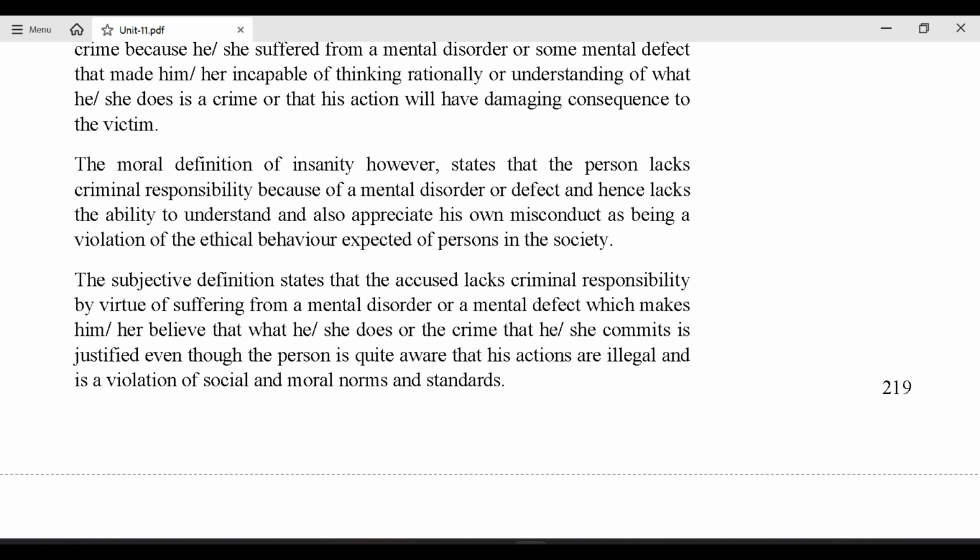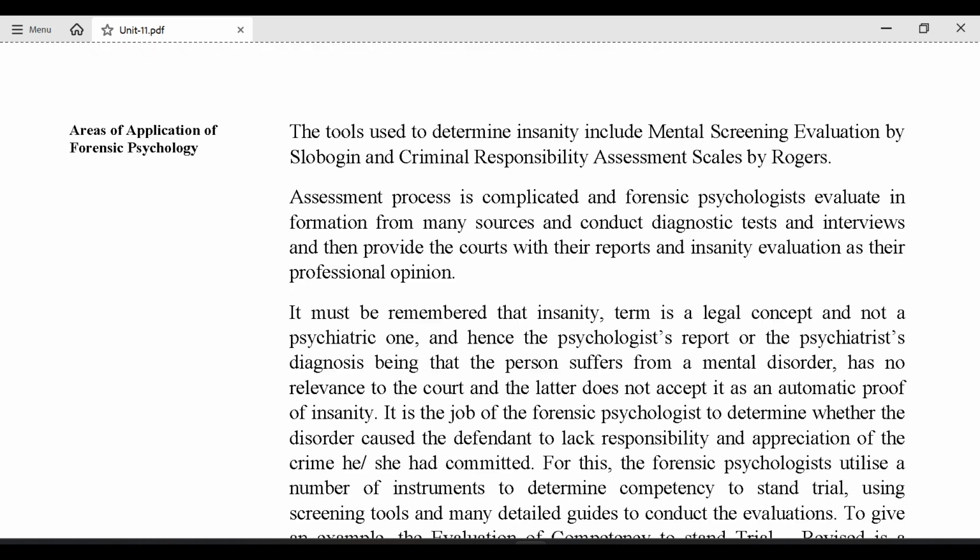The subjective definition states that the accused lacks criminal responsibility by virtue of suffering from a mental disorder or a mental defect which makes him/her believe that what he/she does, or the crime that he/she commits, is justified, even though the person is quite aware that his actions are illegal and a violation of social and moral norms and standards. The tools used to determine insanity include the Mental Screening Evaluation by Slobodin and the Criminal Responsibility Assessment Scales by Rogers.